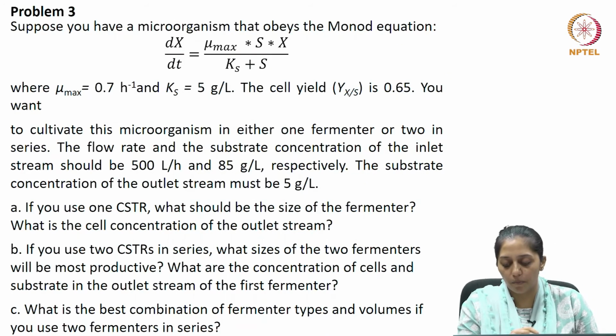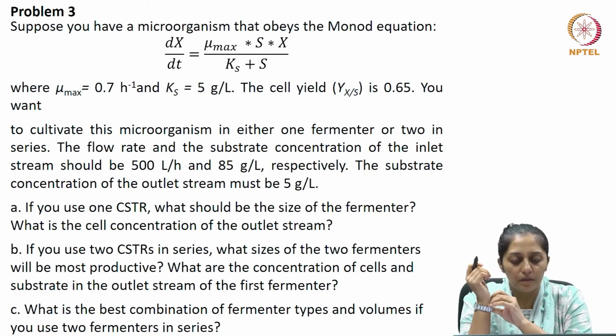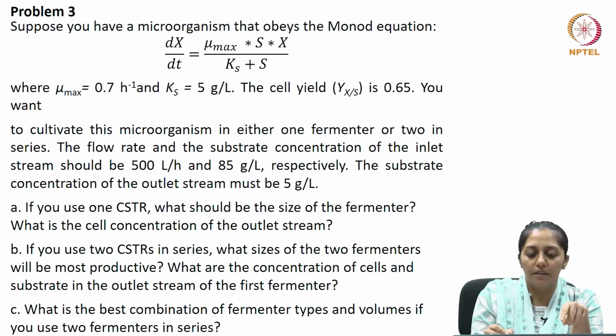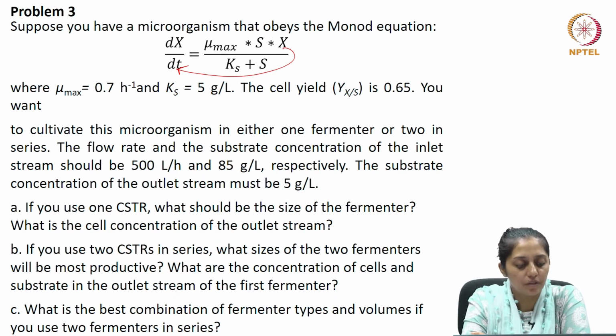Let us see the third problem. Suppose you have a microorganism that obeys the Monod's equation. So I hope you can understand from where this dx by dt is coming. In turn this is 1 by x, so this x goes here. So this is nothing but 1 by x dx by dt, which has been rearranged, where mu max and Ks values have been provided in this model. The cell yield is 0.65.